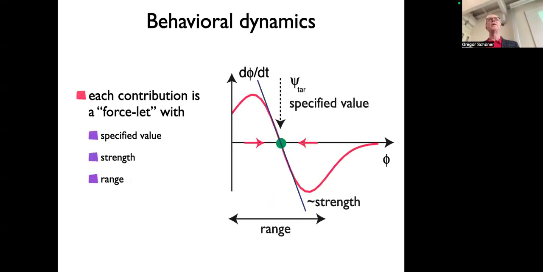So I'll be more specific about the obstacle avoidance term in a moment. And this is a more general thing: all these contributions, we call these contributions forcelets. So contributions to a dynamic system could be considered as virtual forces. Now, it's not a mechanical thing here, but a mathematical analogy.